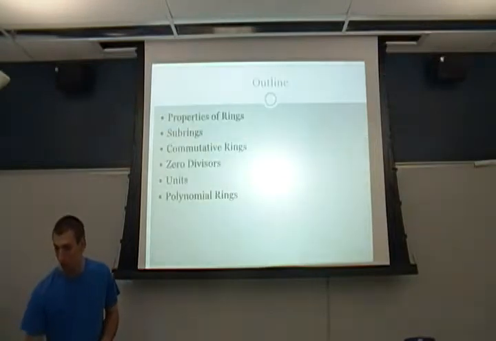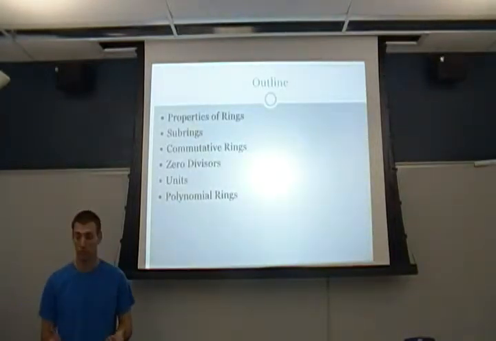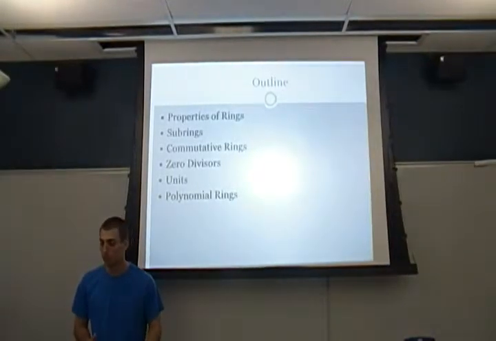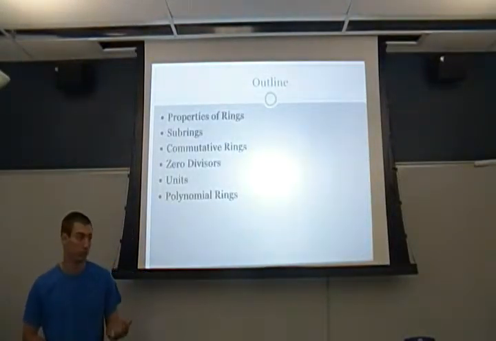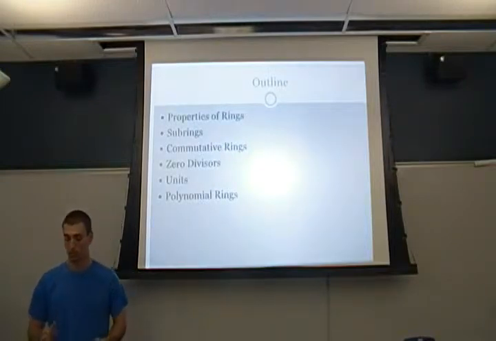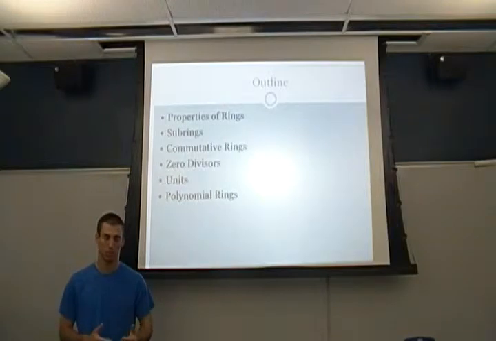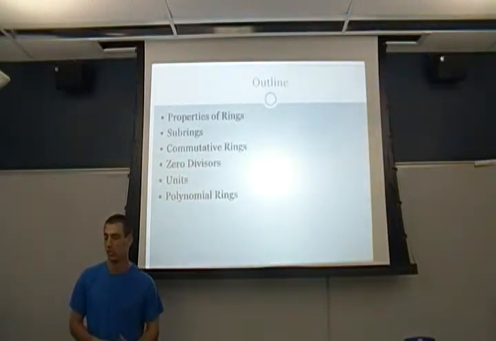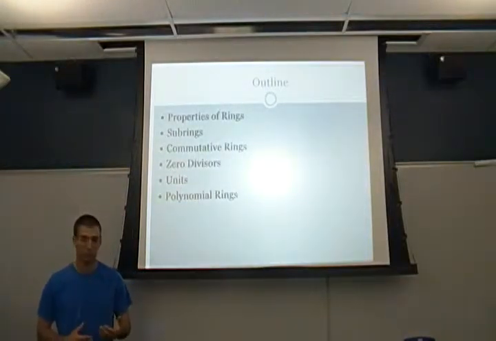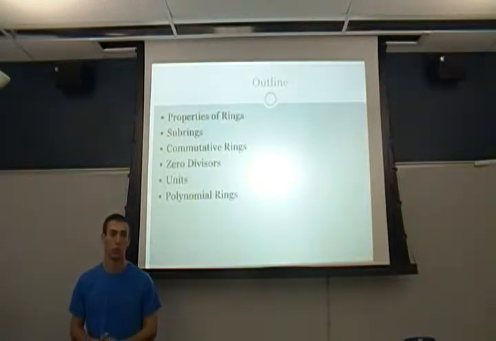And start with the brief outline of what's going to go on here. First, I'm going to talk about the properties of rings, then go into subrings and commutative rings. And you'll be able to see that these are very similar to groups, subgroups, and abelian groups, which we've learned about prior to this. Then I'll go into zero divisors and units, which are important as we move forward with rings, as we go into fields, and also with isomorphisms. Those things will become important. And then I'll finish up by talking about a specific type of ring called a polynomial ring.